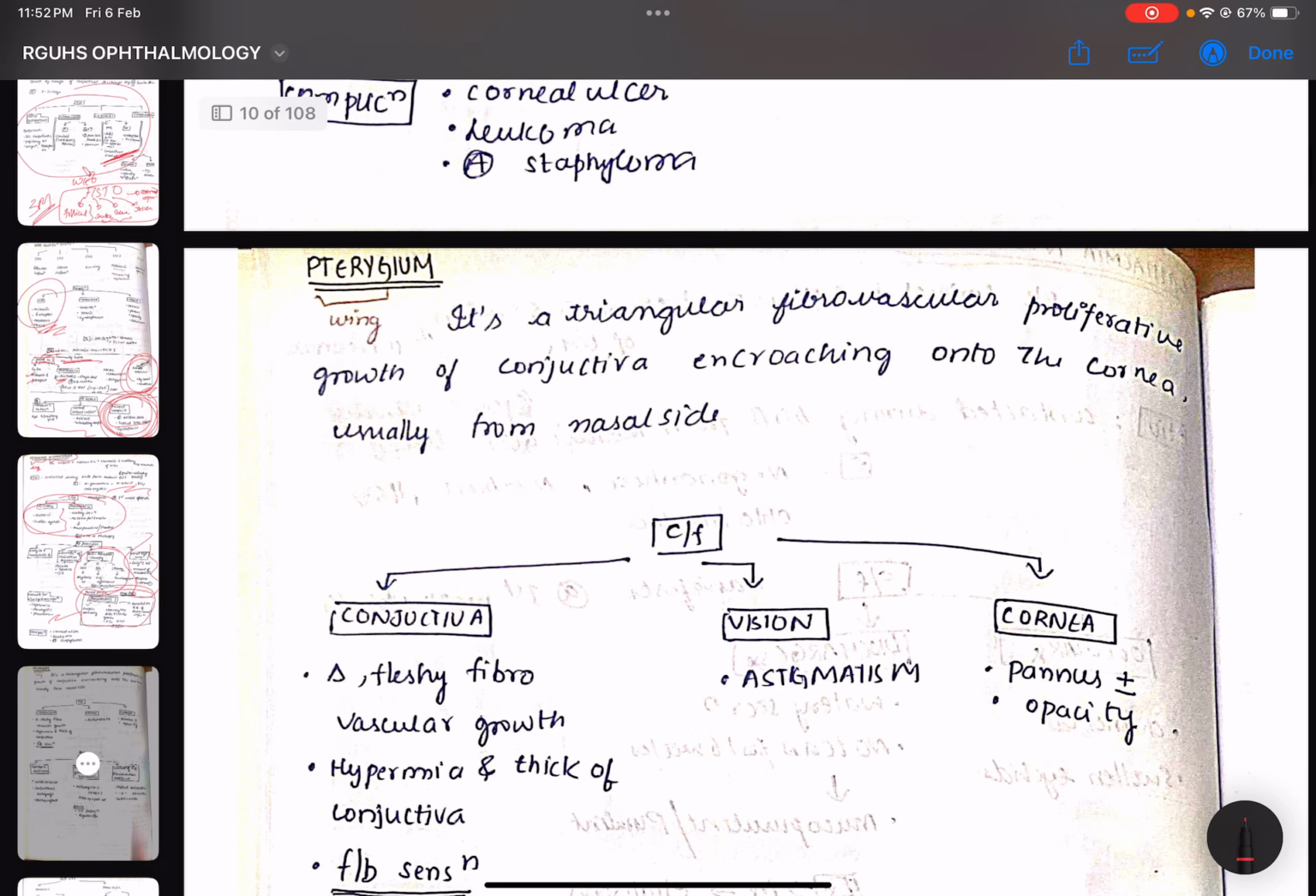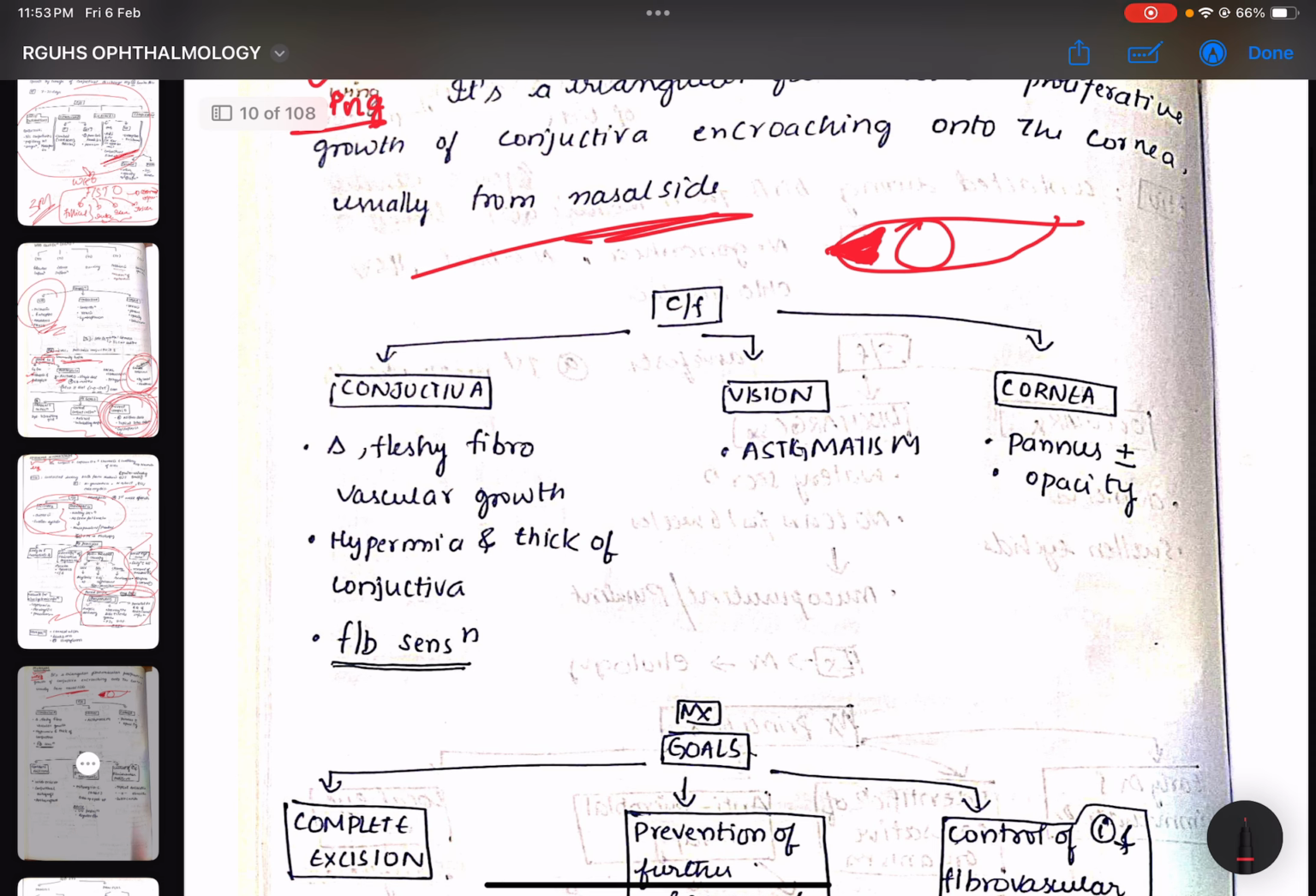So what does pterygium have to say? Pterygium means wing. So what does it mean? In the eye, it is something related to that on the nasal side. That's the important thing. Again, clinical features: obviously your vision is getting affected. So what is the important clinical feature? You might have astigmatism. And one more thing you can mention is the cosmetic concern.